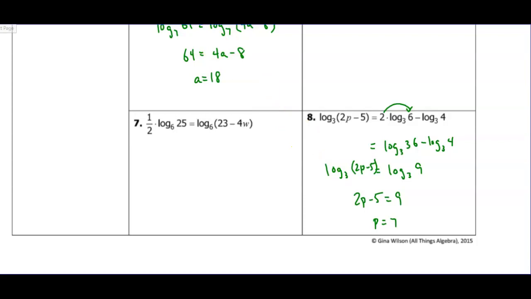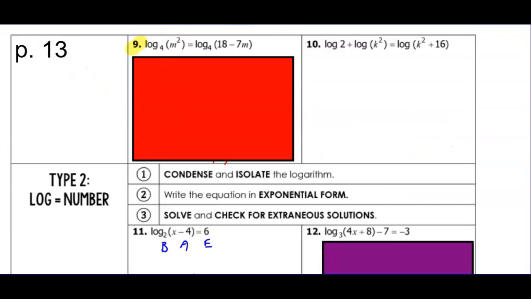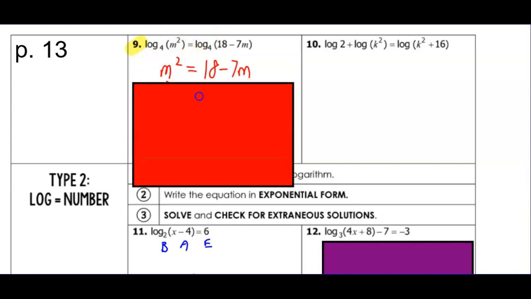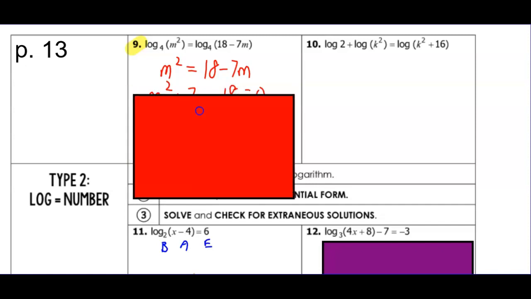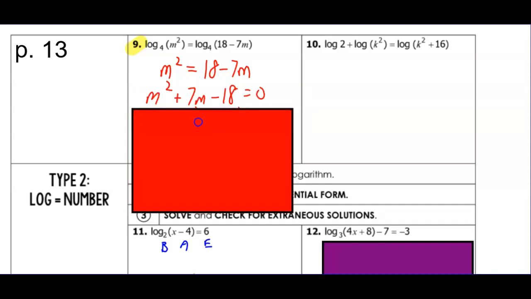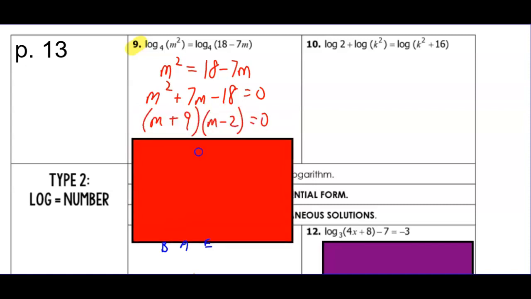All right, so on to the next section, page 13. In this one, I do have a singular log on both sides, but when I go to write the equation to make them equal to each other, I get a quadratic. So when you have a quadratic, remember one side has to equal 0 in order to solve it. So you move it that way. Then you do your factoring.